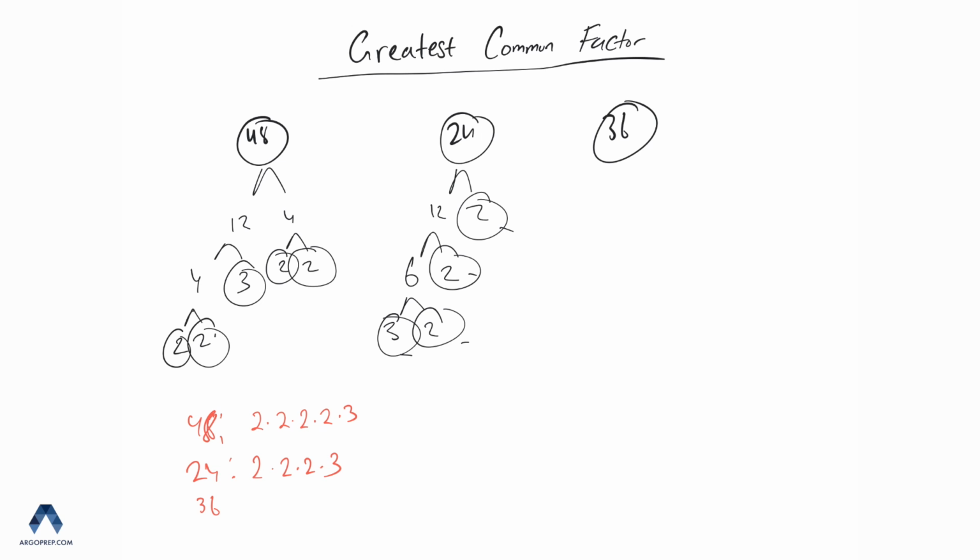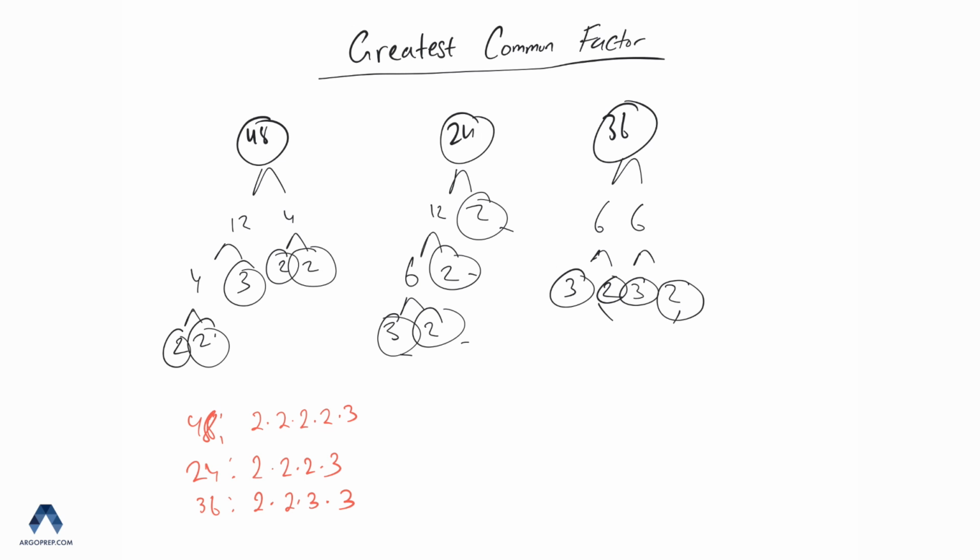And then finally, I have 36 over here. 36 can be broken down to 6 times 6, which is 36. 3 times 2, 3 times 2. And now I have 2 times 2 times 3 times 3. Once again, let's stick with the red color. Sorry about that.